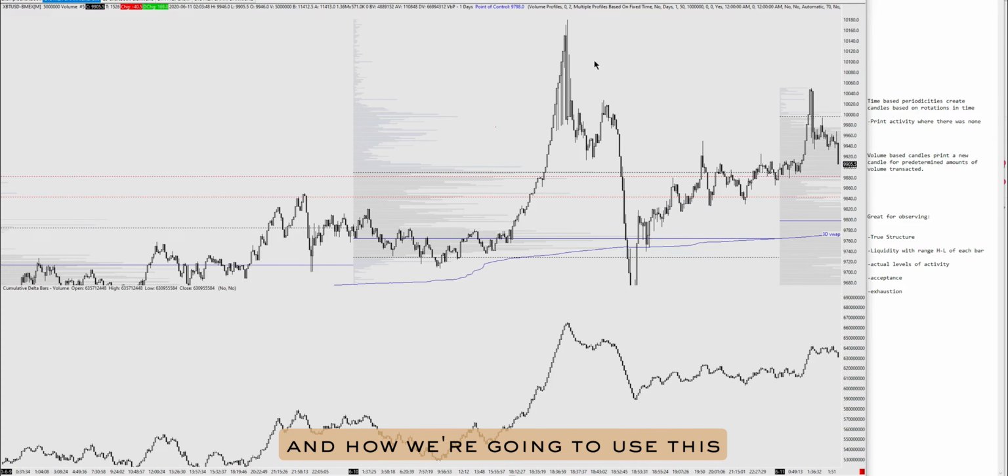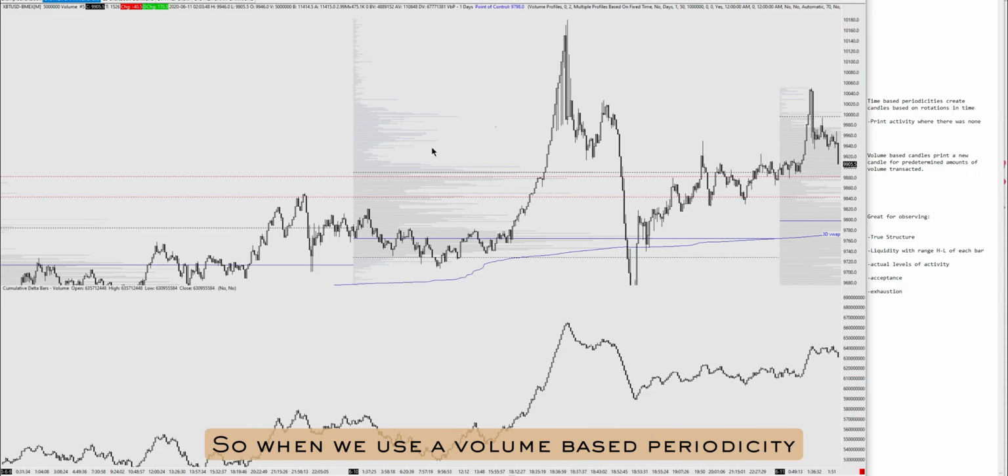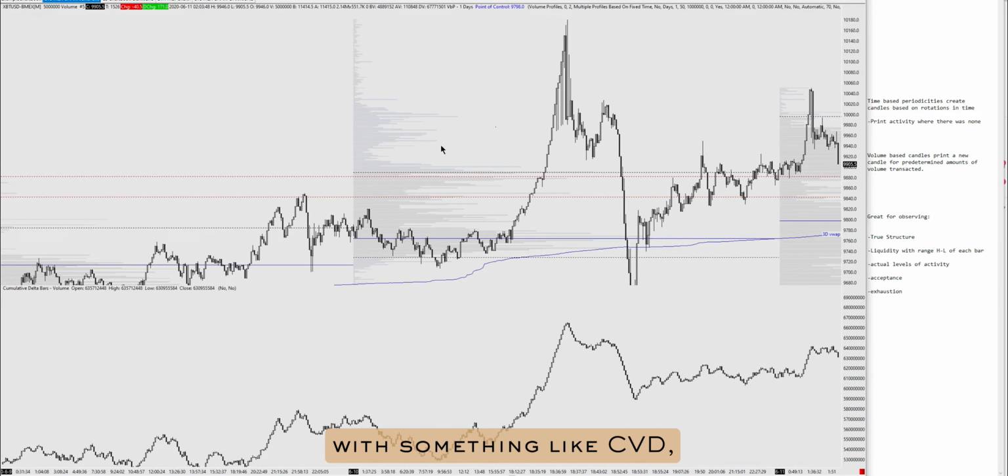And how we're going to use this is also good for identifying the difference between acceptance, exhaustion, loss of momentum, to name a few. So it also shows us where there is obviously an increased amount of liquidity. So when we use a volume-based periodicity with something like CVD, it helps us more easily spot where these sticky points are.